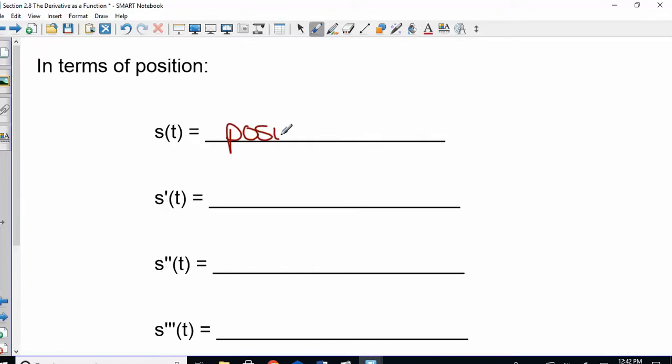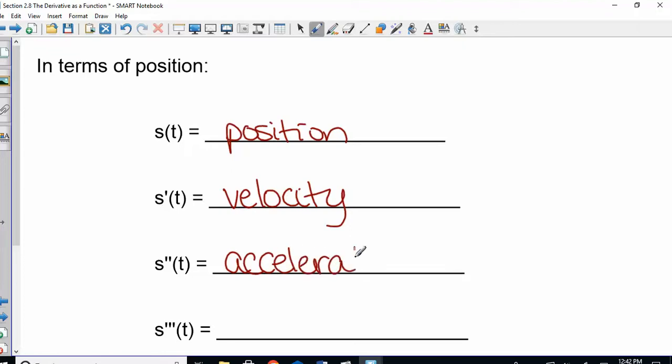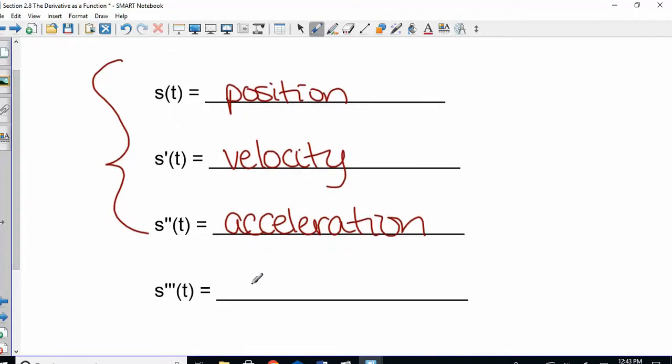So s of t is position. Derivative of position is velocity. Derivative of velocity tells us how the velocity changes, so that's acceleration. We will typically just use these.